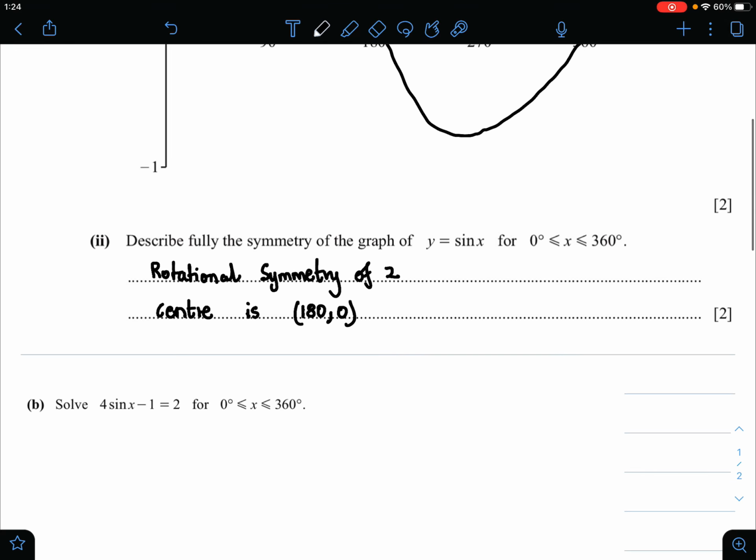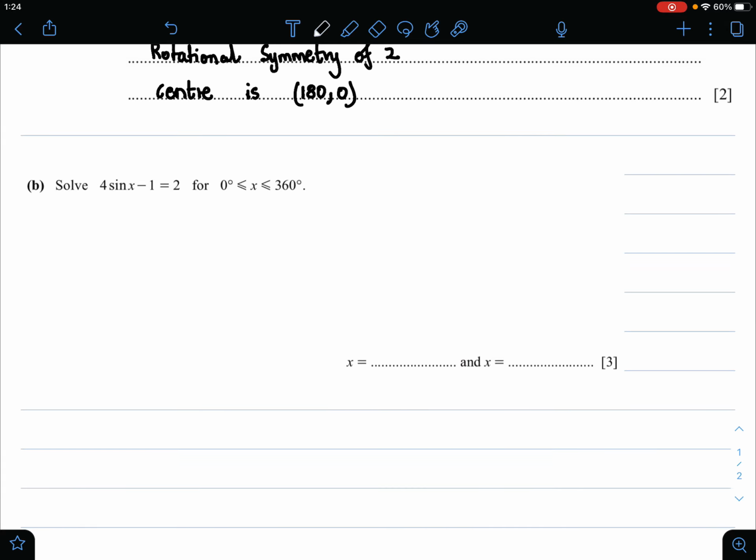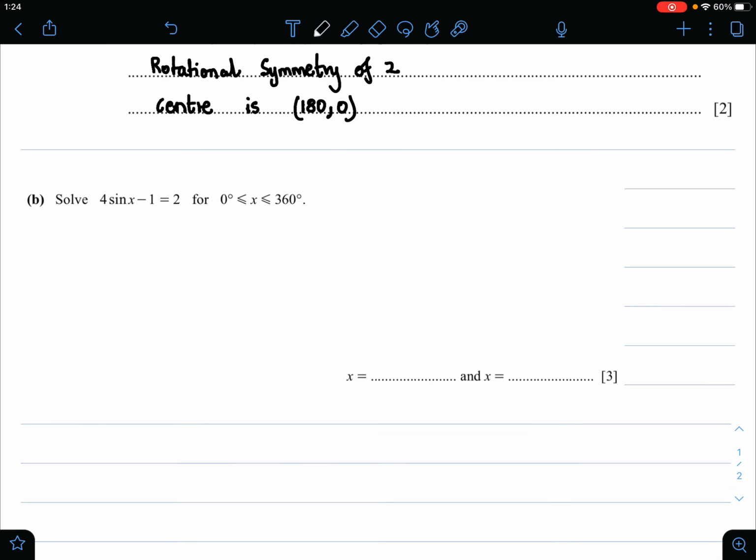Now let's move to part B, where they are asking us to solve for sin x minus 1 is equal to 2. So let's make x the subject of the formula. So sin x will be equal to 3, because when you move negative 1 to the other side, it becomes positive 1. Therefore sin x is equal to 3 by 4. Therefore x will be equal to sine inverse of 3 by 4, because when you take a function to the other side of the equation, it becomes the inverse of the function.